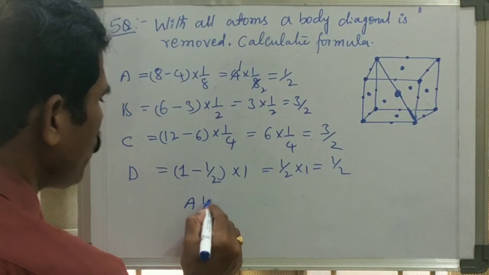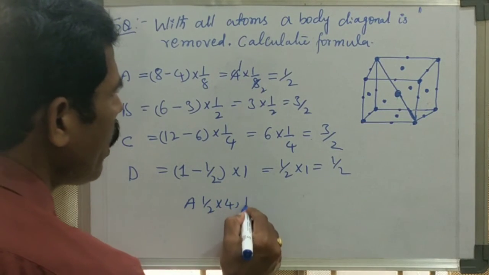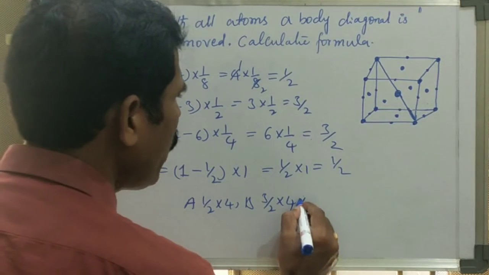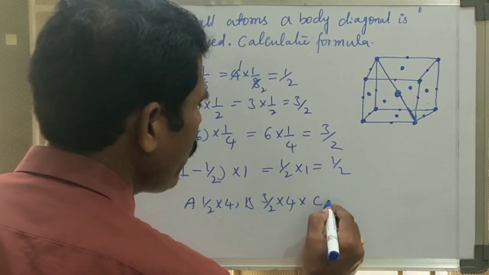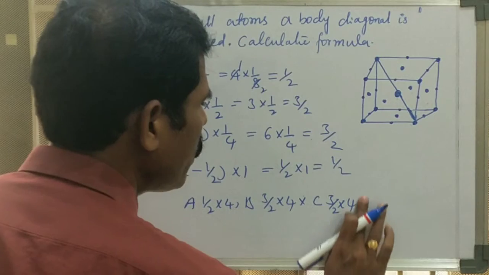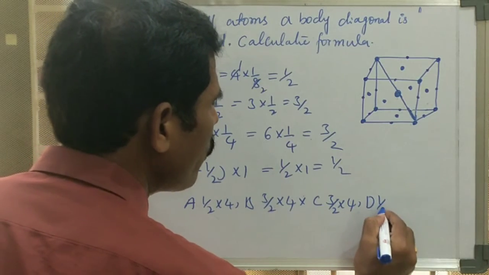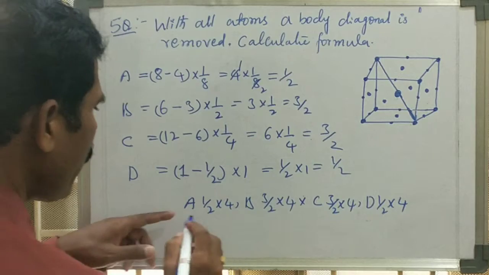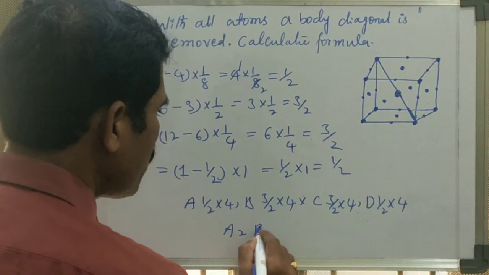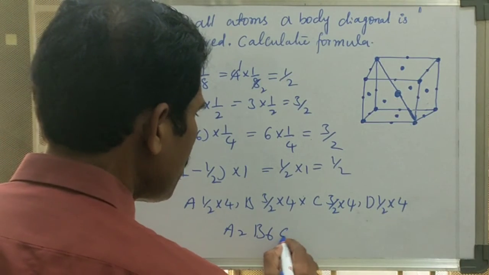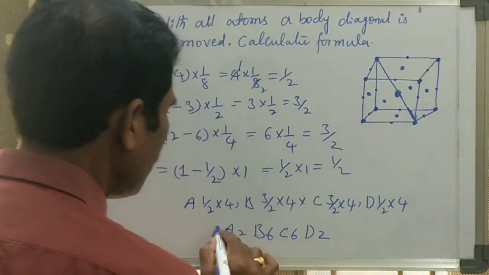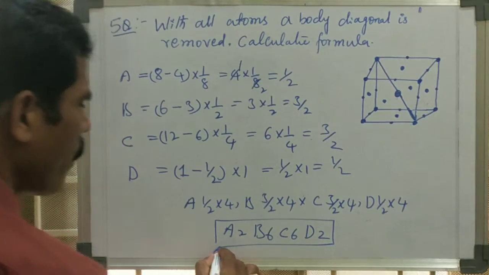A, how much? 1 by 2 multiplied with 4. Then go for B, 3 by 2 multiplied with 4. Then go for C, this is the 3 by 2, right, multiplied with 4. Then D, half multiplied with 4. Now directly you will get what? A2 and B6, here also C6, then D2. This is the formula, right?